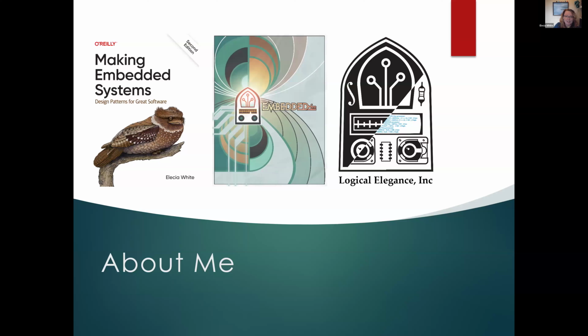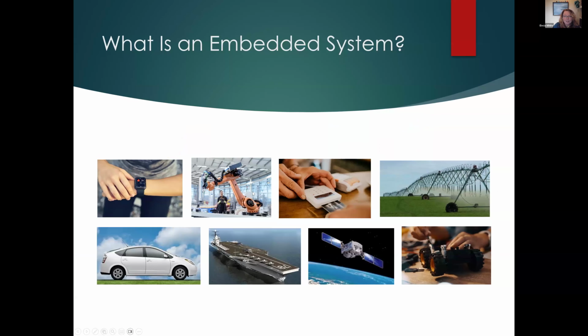Designing systems, reading data sheets, writing software, and rewiring my hardware to make products. An introduction to embedded systems needs to start near the beginning. So let's start with the definition. Embedded systems are things that run software but aren't computers.